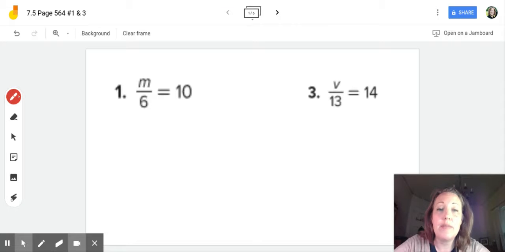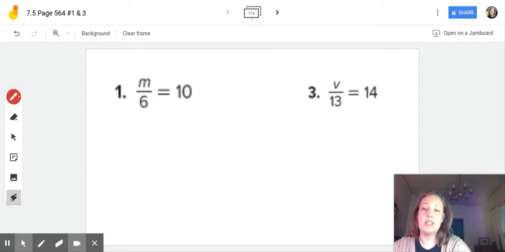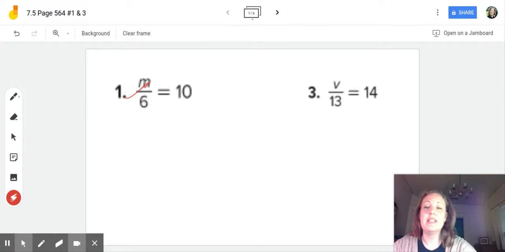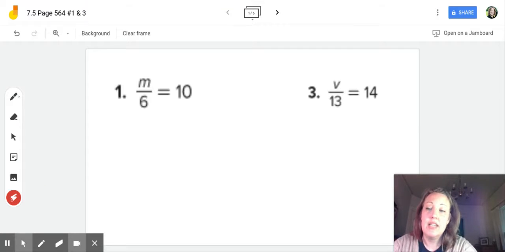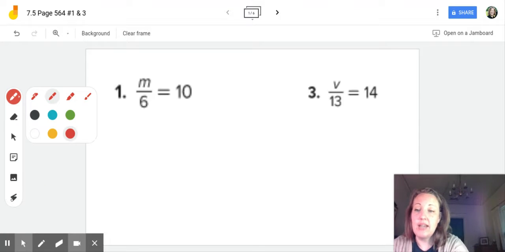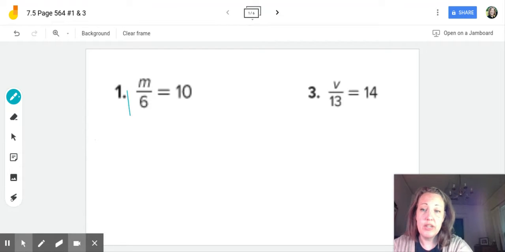We know that something divided by 6 is 10. That's what number 1 says. Something divided by 6 is equal to 10. Well, that's the same as saying 6 times 10 is 60, right? So we know that m is equal to 60. The way that we would write that algebraically is we would undo your division by multiplying both sides by 6.